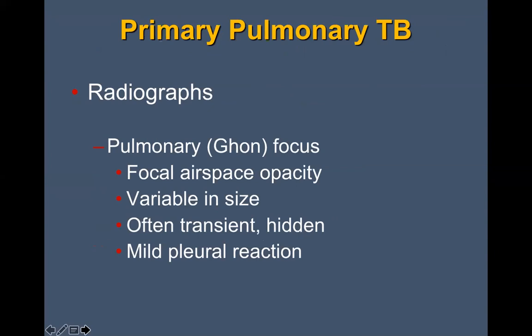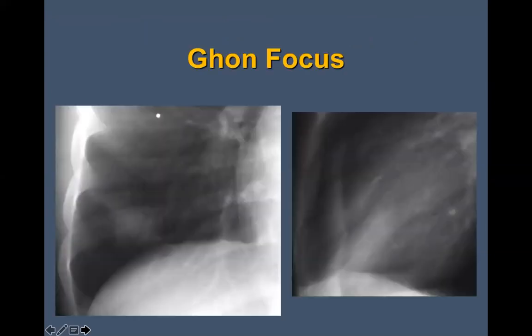In terms of the actual pulmonary focus of TB, that's the less likely finding that you're going to be looking for, because that primary focus tends to be small. It can enlarge, but often it's very small. Often it's very transient. Sometimes it's hidden by the cardiomediastinal silhouette or other structures in the chest. And so you actually often don't really see that primary Ghon focus. It may cause a little bit of mild pleural reaction, but usually pleural effusion is not a major contributor in primary TB. So this is an example of what a Ghon focus can look like.